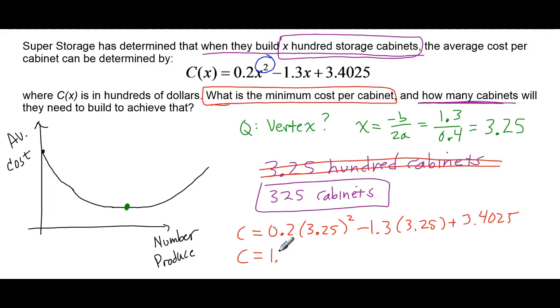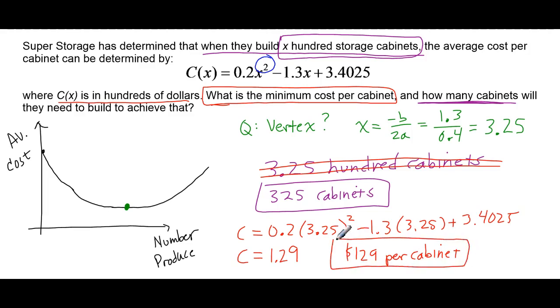End up with 1.29, and again that's C of x is in hundreds of dollars, so that's $1.29 $100 average cost per cabinet, so $129. So in the best possible setup, you can get your costs as low as $129 per cabinet that you sell, which means you better sell it for more than that. Maybe mark it up to $200 or something like that. But you're never going to be able to get your average cost below that unless you fundamentally change something about the business.